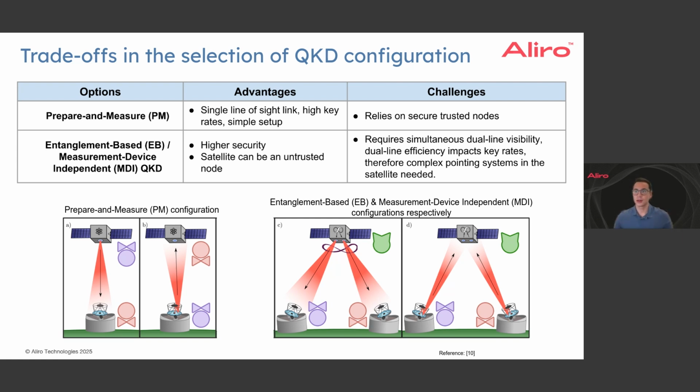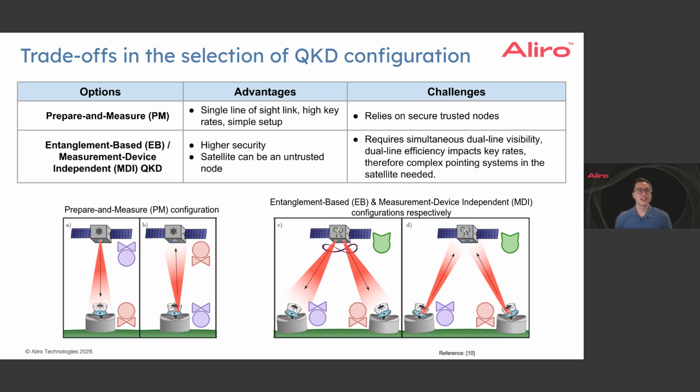If this is for scientific purposes or testing out space grade hardware, that's one thing. If you want to make an operational system and carry production traffic and sensitive data, you have to think about these security trade-offs as well. So when it comes to entanglement-based protocols, or sometimes called device-independent QKD, these have nicer security features and properties. You don't have to trust the satellite to the degree you need to for prepare and measure.